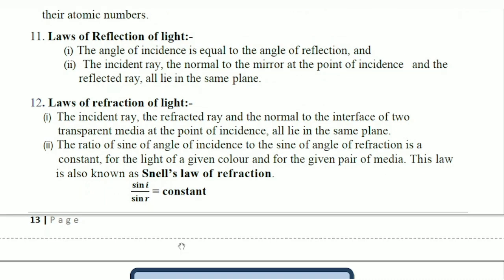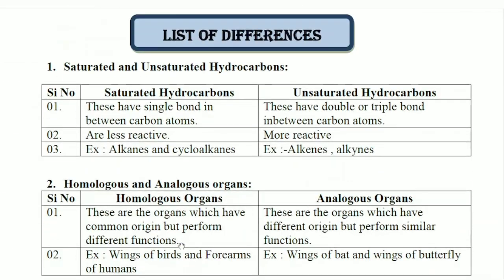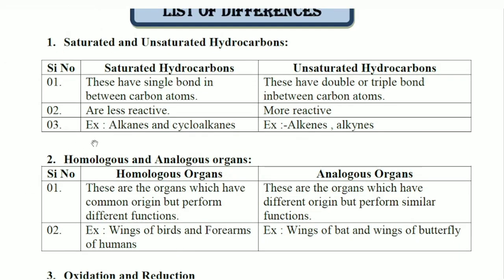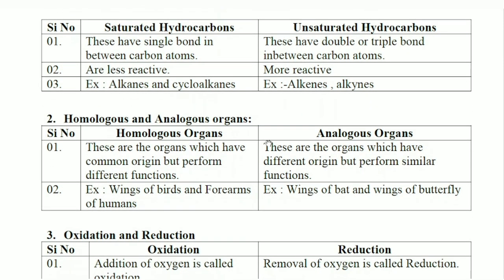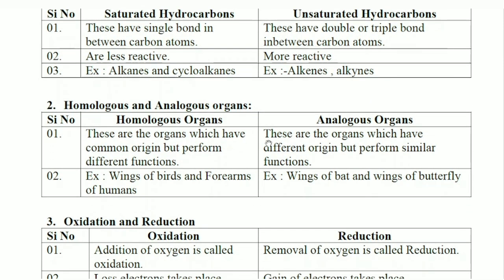The next one is list of differences. I have given the differences. What are the differences between saturated hydrocarbons and unsaturated hydrocarbons? So 2 points, if you have learnt, it's enough, because they will ask for 2 marks. So you learn only the 2 points. Then very easily you can score the 40 marks. Easily you can pass in science.